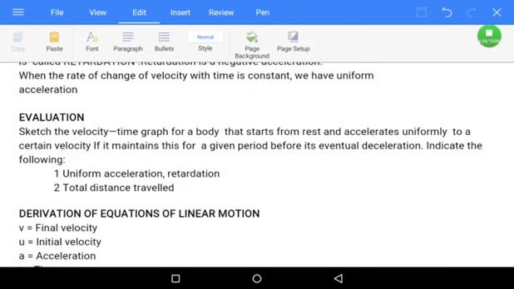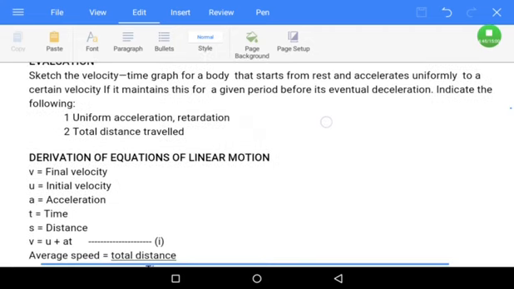So let's talk about this evaluation. Sketch the velocity time graph for a body that starts from rest and accelerates uniformly to a certain velocity, maintains this for a given period of time, before it eventually decelerates. So indicate the following: uniform acceleration, uniform retardation, and of course total distance traveled. Alright, I know you must have seen this kind of question before, so just try to lay your hand on it. You can also read more on that. Your answer I will show you before the end of the class.